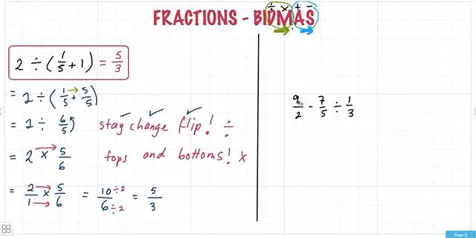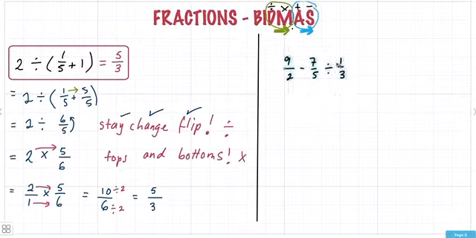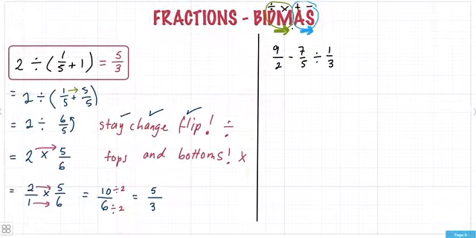Now I can see that I've got a couple of things there. I've got division and I've got subtraction. Now looking at my BIDMAS, I have to make sure that I do my division first and then I can do my subtraction. So I'm going to do this part here first. So the division part, remember we're going to do stay, change, flip.